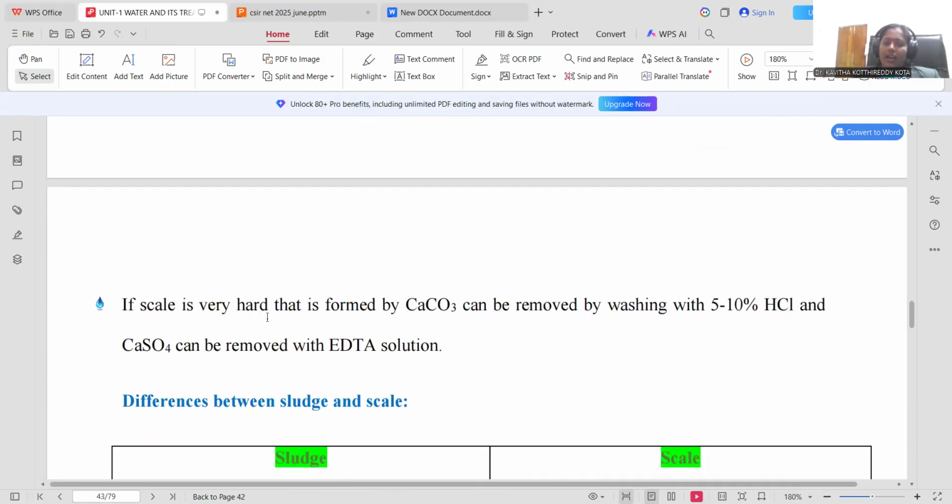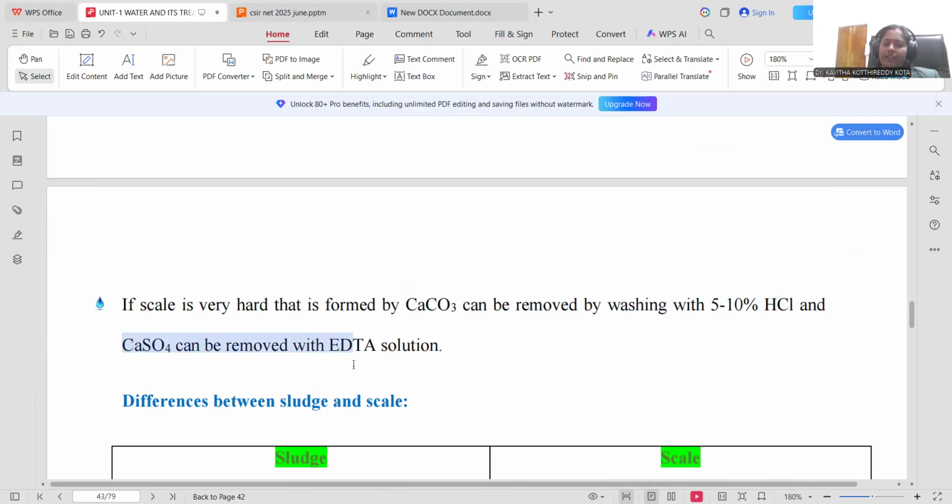And if the scale is very hard, hard scales are generated by calcium carbonate. Calcium carbonate being a basic compound, it needs a very simple treatment. This is called chemical treatment. Here simply 5 to 10% hydrochloric acid can be used, so that you can immediately discard this calcium carbonate, as it reacts with hydrochloric acid and is neutralized, and the surface film will be totally detached. This is the way chemical treatment can be applied, and specifically calcium carbonate scales will be discarded by this method.